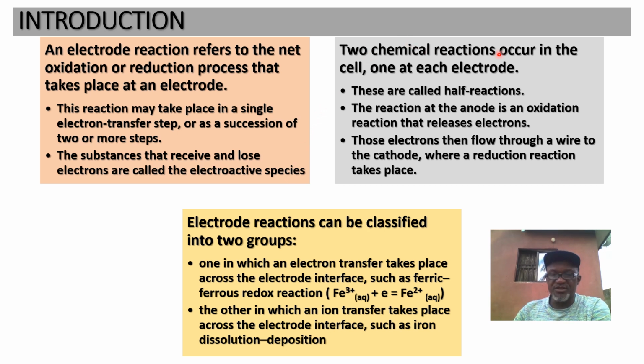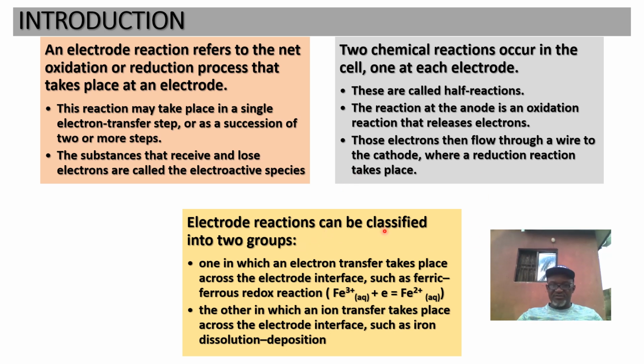Two chemical reactions occur in the cell, one at each electrode, and these are referred to as half reactions. The reaction at the anode, I mentioned cathode. The reaction at the anode is an oxidation reaction that releases electrons. Those electrons then flow through the wire to the cathode, where reduction reaction takes place.